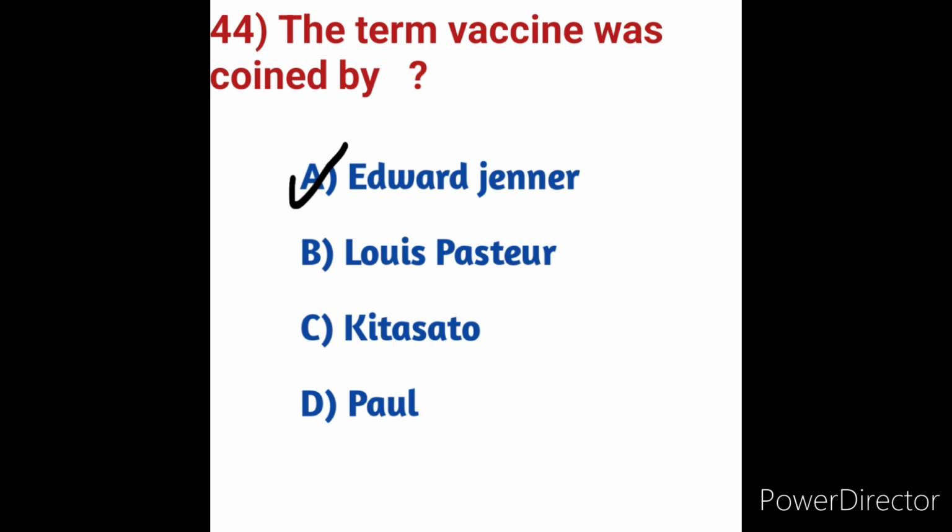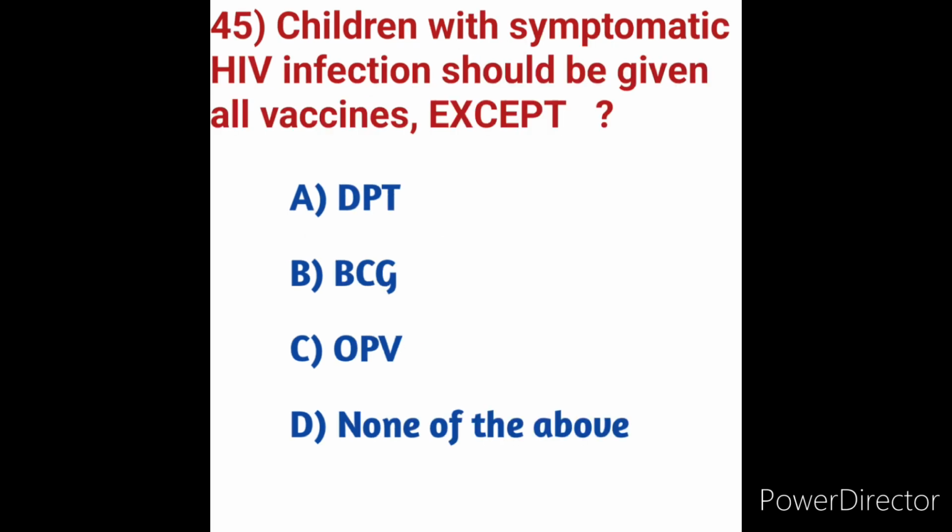Next we will move on to question number 45. Here, children with symptomatic HIV infection should be given all vaccines except which one? Here the child has symptomatic HIV infection, so we have to give all vaccines except one from the following. We will see here the options. Option A, DPT. Option B, BCG. Option C, OPV. Option D, none of the above.